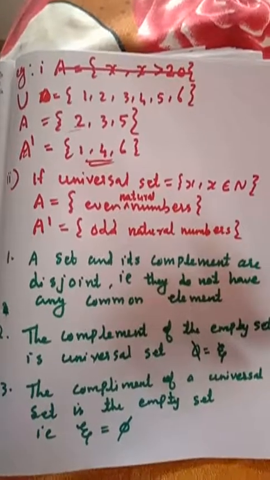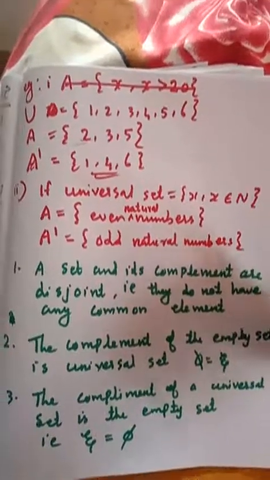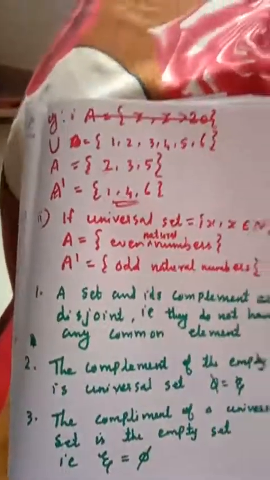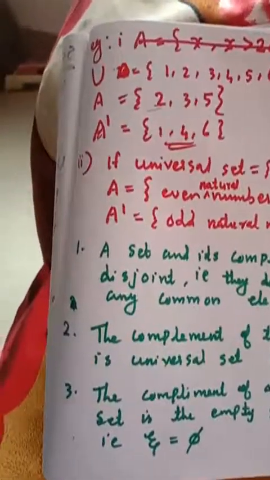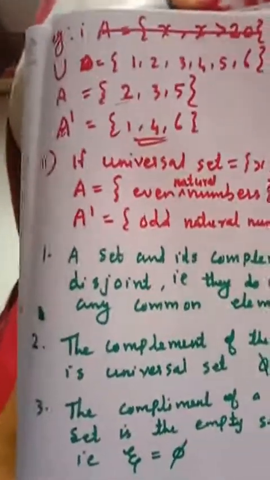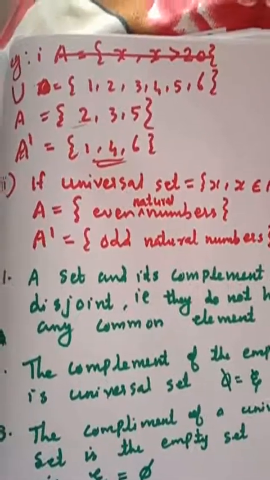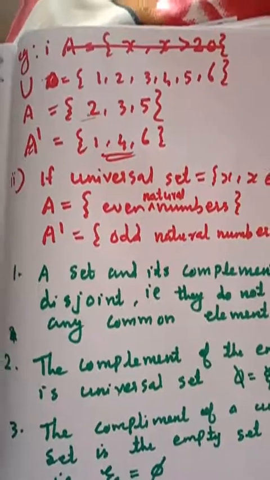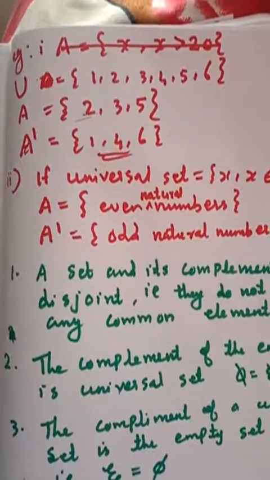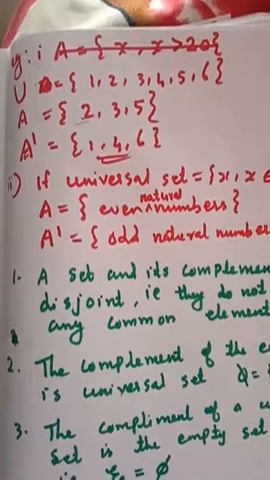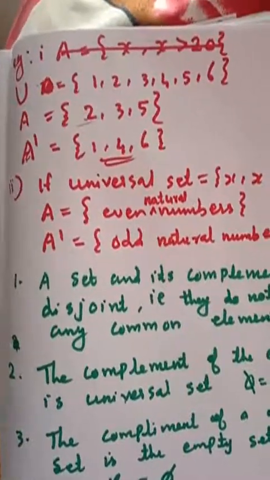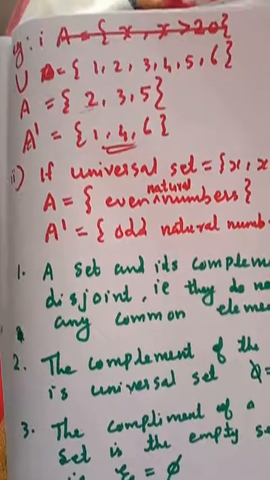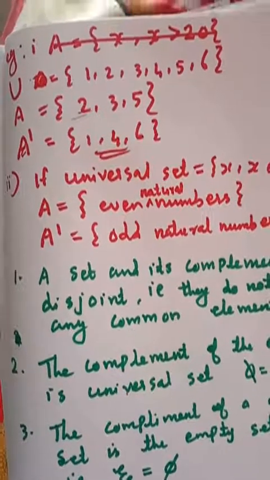superset, universal set, and complement. What do you mean by subset? A is a subset of B means all the elements of A are contained in B. Then proper subset means all the elements of A are in B, and B consists of at least one element which is not present in A. Then superset: if A is a subset of B, then B is called a superset of A.